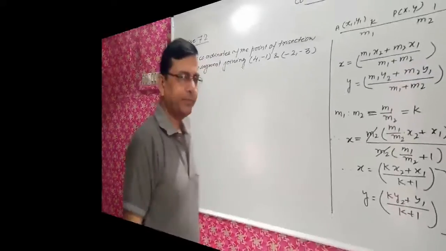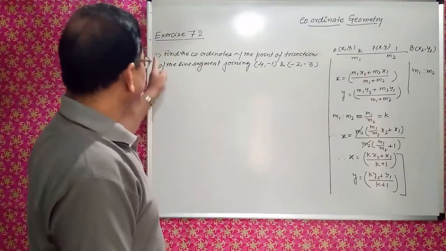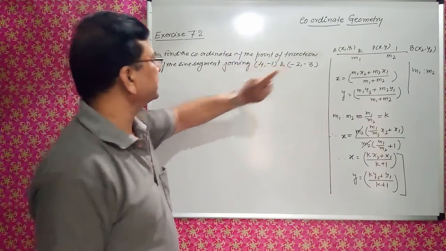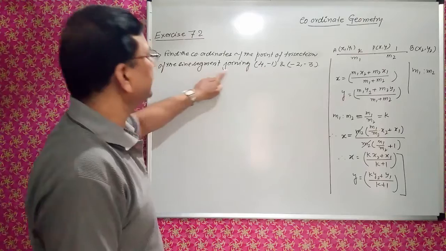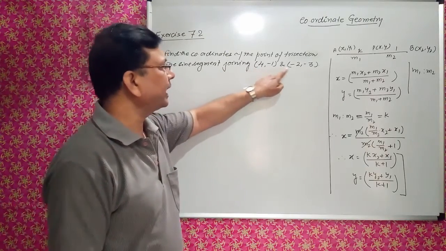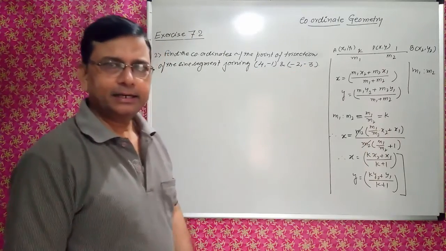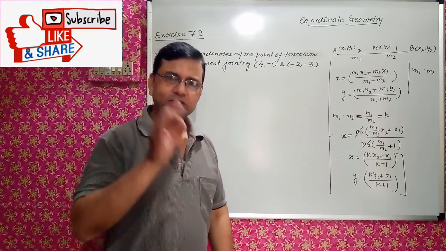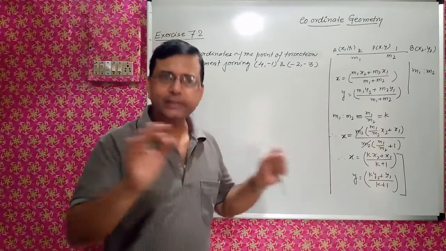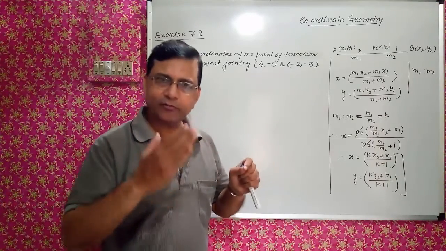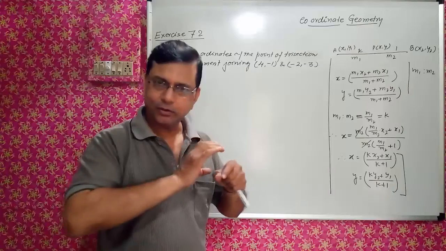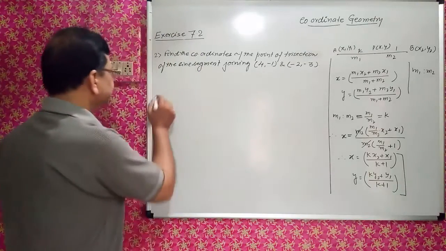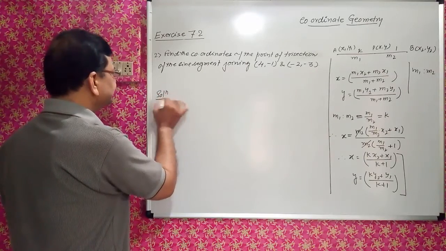Clear? See here, question number 2 tells, find the coordinates of the points of trisection of the line segment joining (4, minus 1) and (minus 2, minus 3). Trisection: tri means 3. So such points are required on the line segment which divide this whole segment in 3 equal parts. So we will see how it is done.